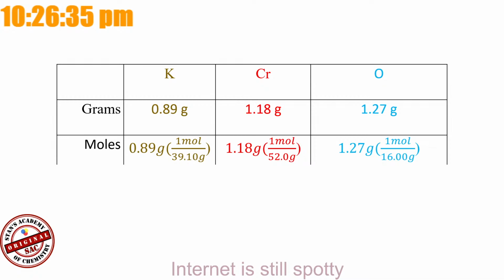The values for the moles are 0.0227 moles of potassium, 0.0226 moles of chromium, and 0.0793 moles of oxygen. These are the 3 quantities that we have. Once we have those, you can find the simplest ratio in which they react. So we're going to divide all of these 3 numbers by the smallest number, which is 0.0226. We take that number and divide the moles of potassium, chromium, and oxygen by it.